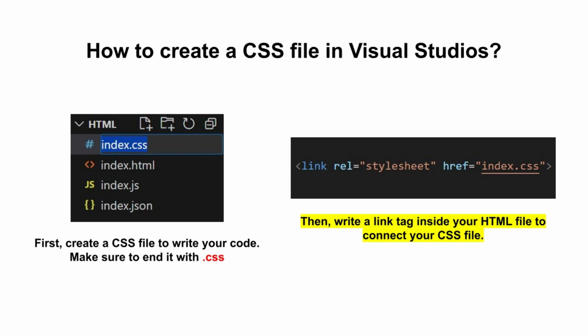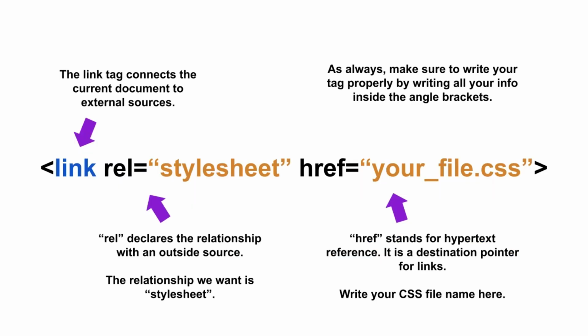To connect your file, go to your HTML file and create a link tag. First write link, all lowercase. Then write rel, short for relationship, followed by an equal sign and a set of quotes. Inside the quotation marks, declare the relationship as a style sheet. Then write href, short for hypertext reference, also followed by an equal sign and a set of quotes.